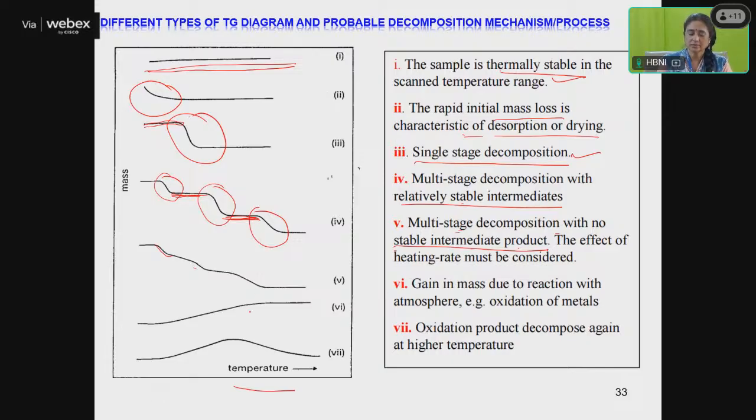Okay. So in this case, it is gain in mass. So due to reaction with atmosphere or oxidation of metals or anything can be, but this is just a typical example I have given. So if you get something like this, there is an increase in mass. Oxidation product decomposes again at high temperature, because initially it is increasing, so there can be an oxidation, and then again it is decreasing. So again it is getting decomposed at high temperature.